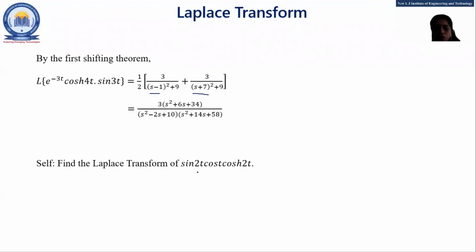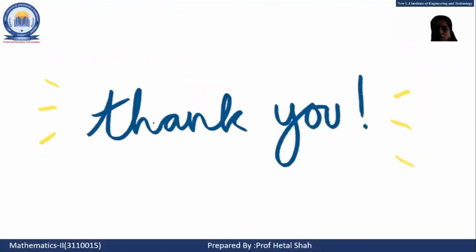You have to do this example by yourself for homework: sin 2t, cos t, cos hyperbolic 2t. You have to find the Laplace transform. I have given you two examples to do by yourself. That is first Laplace of sin root t, right? And this is the second one. So today we learned the application of the formula and the first shifting theorem. If you have any doubt, you may ask. Otherwise, you may leave our today's session.